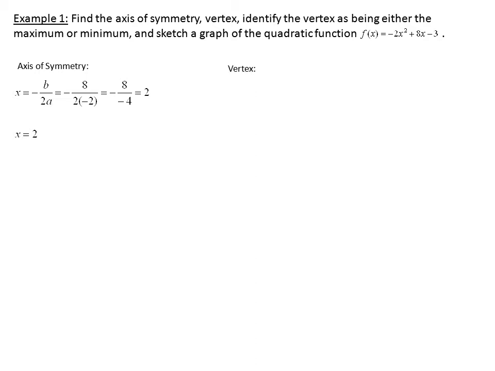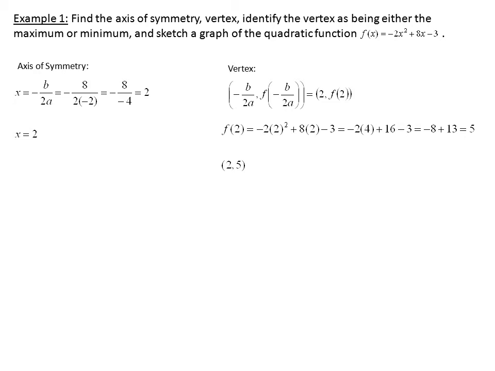That is half of the work for our vertex because we know the vertex shares the same x-coordinate of negative b over 2a. So we know the x-coordinate for the vertex is 2, and all we need to do is find the y-coordinate that goes with it by plugging 2 back into our quadratic function. So our vertex is going to be the point 2, f of 2. Everywhere in our function that I see an x, I'm going to replace it with a 2 and simplify, and we get that our y-coordinate is 5. So our vertex is the point 2, 5.